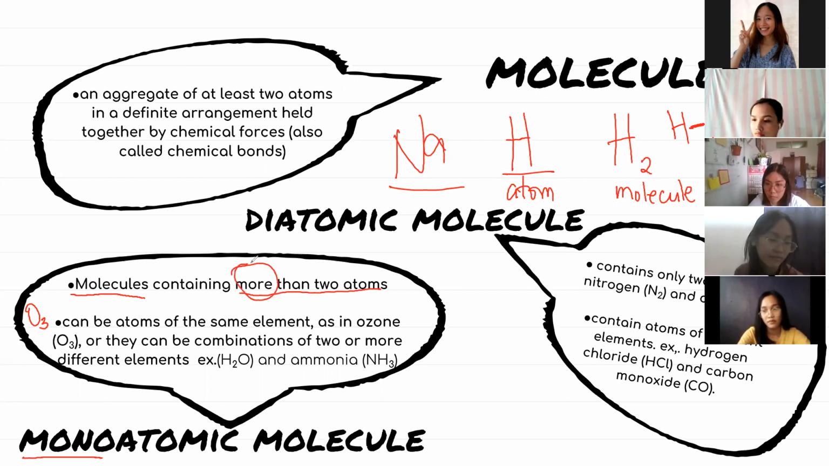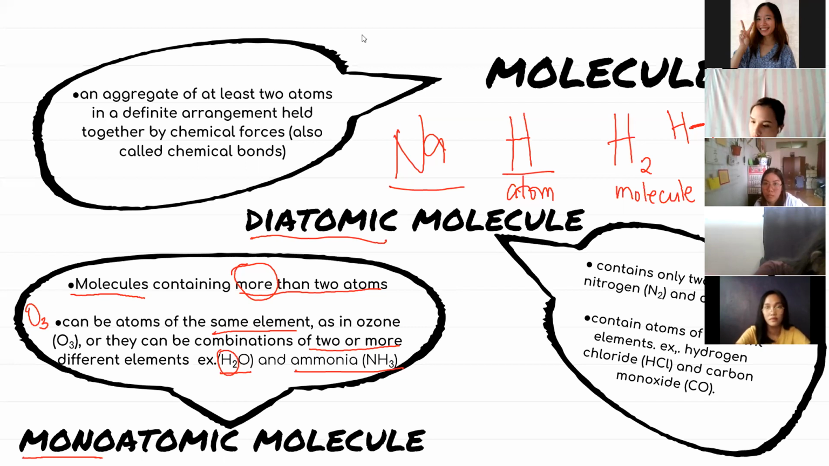The key there is more than 2 atoms, whether it is the same element or a combination of 2 or more different elements. Like in water, you have 2 types of elements, hydrogen and oxygen, and 3 atoms to be exact, because there are two hydrogens. So more than 2 atoms, it is called a polyatomic molecule. Same thing with ammonia. Now, the second kind of molecule is called a diatomic molecule.